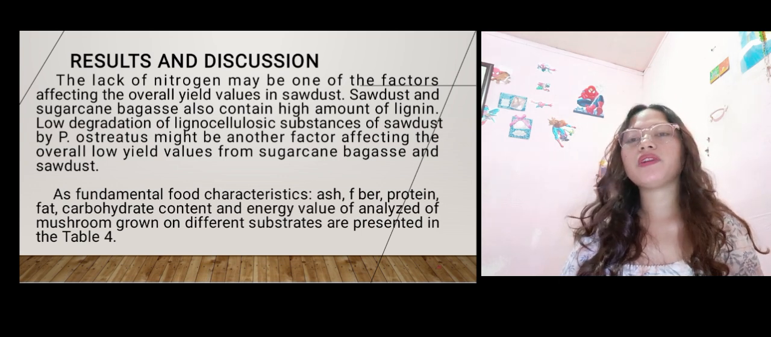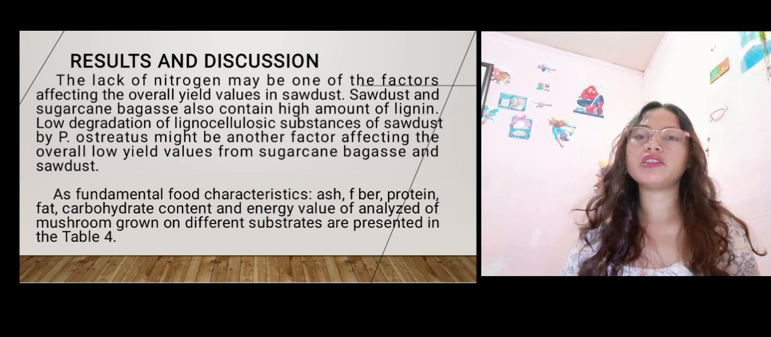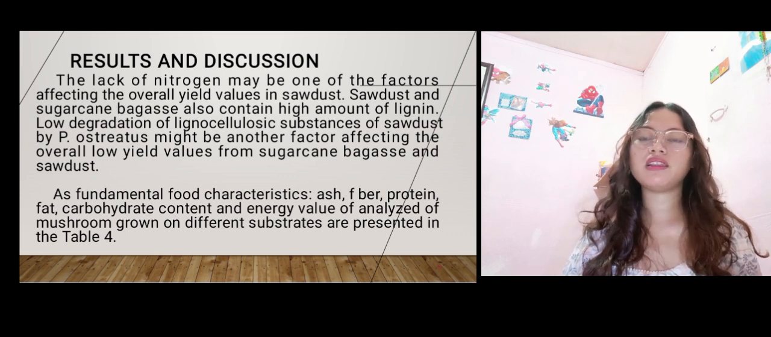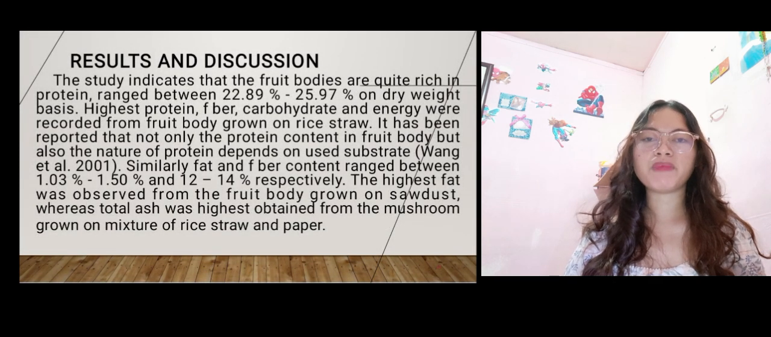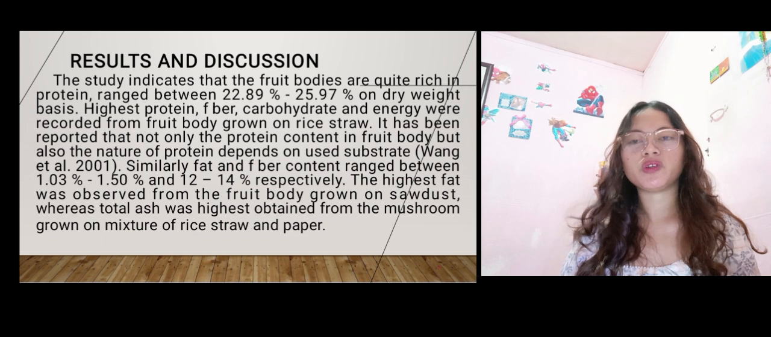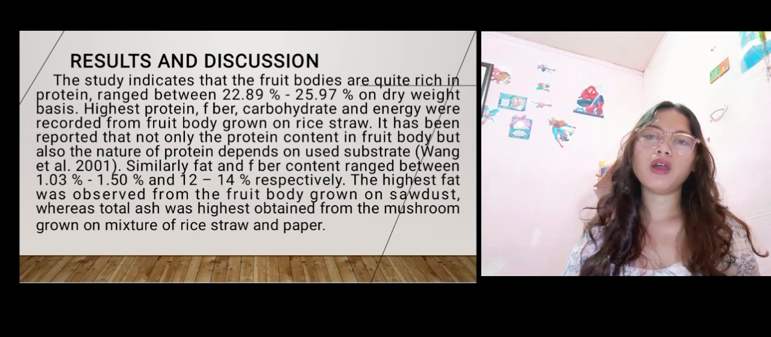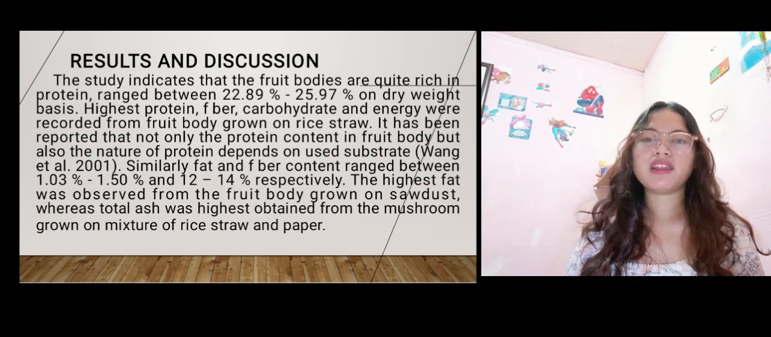As fundamental food characteristics, ash, fiber, protein, fat, carbohydrate content, and energy value of mushrooms grown on different substrates are presented in Table 4. The study indicates that the fruit bodies are quite rich in protein, ranging between 22.89% to 25.97% on dry weight basis. Highest protein, fiber, carbohydrate, and energy were recorded from fruit body grown on rice straw.